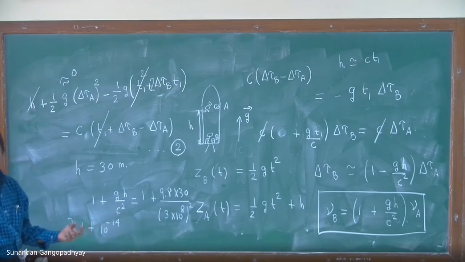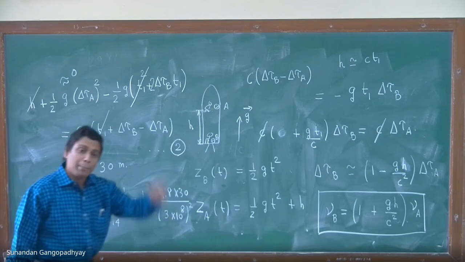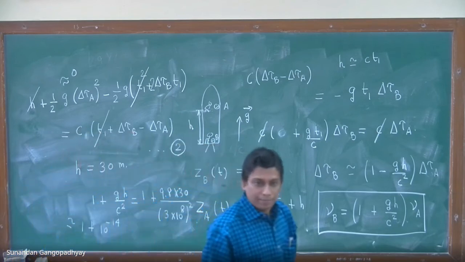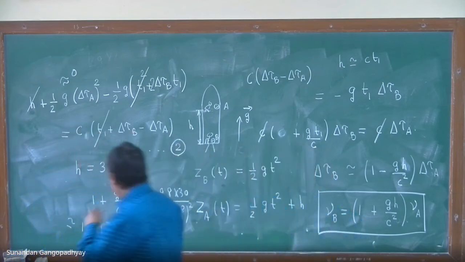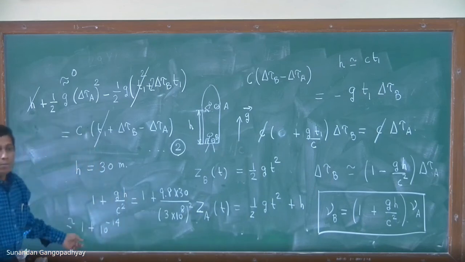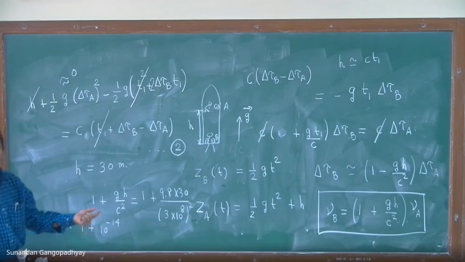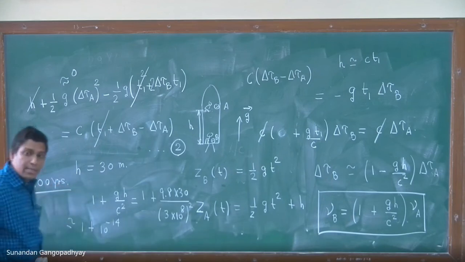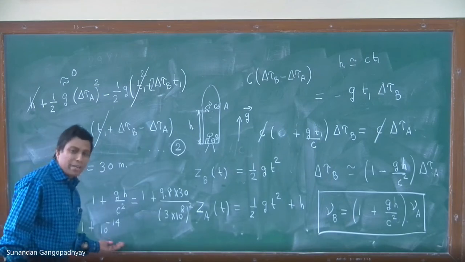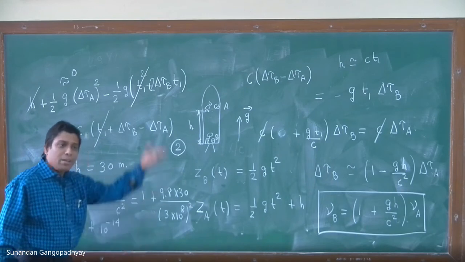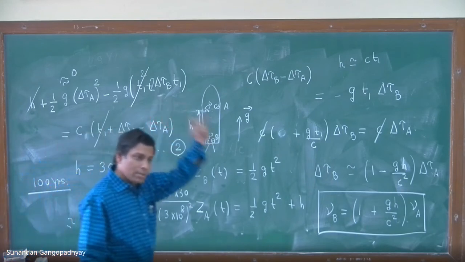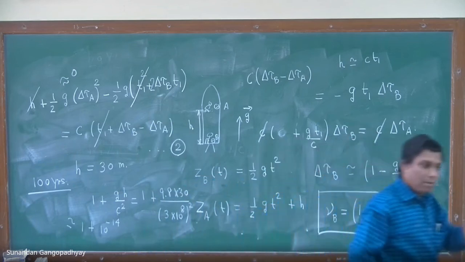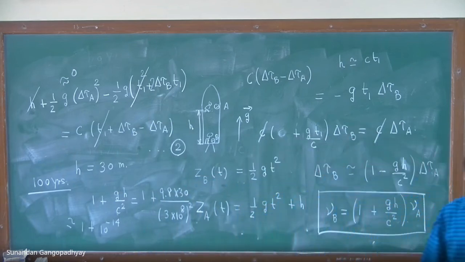Very, very small. So over a period of 100 years, his age will be more than my age by 1 microsecond. You just calculate how many seconds there are in 100 years, and multiply by the factor 10 to the power minus 14. So over a period of 100 years, if Monoranjan sits 30 meters above, he will be older than me by 1 microsecond.